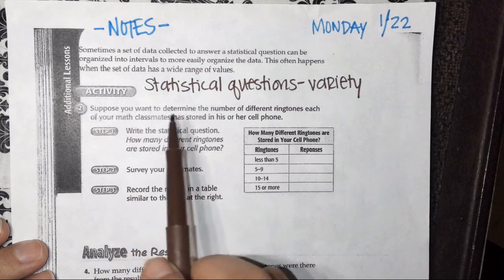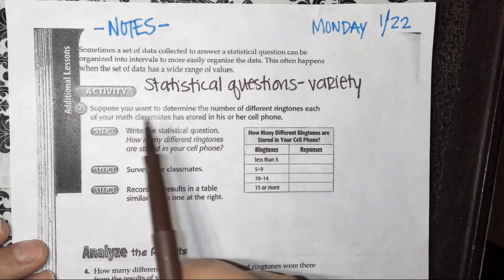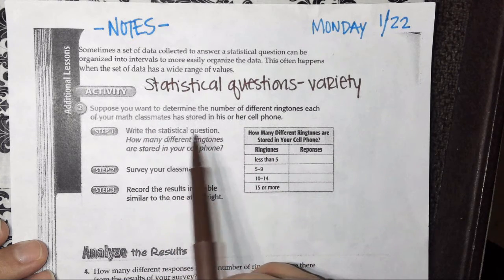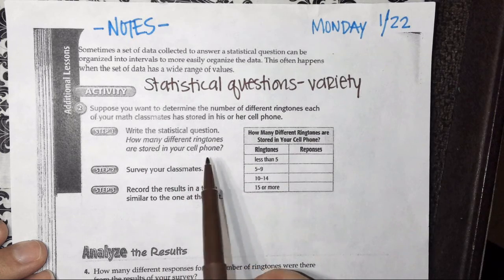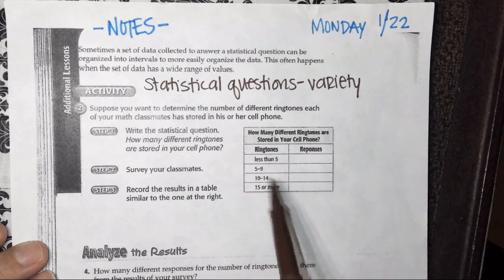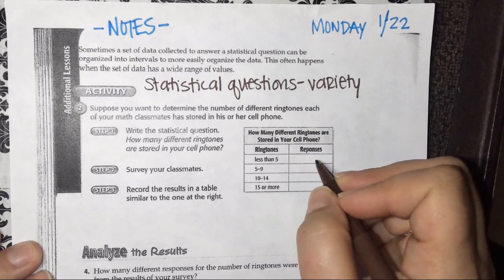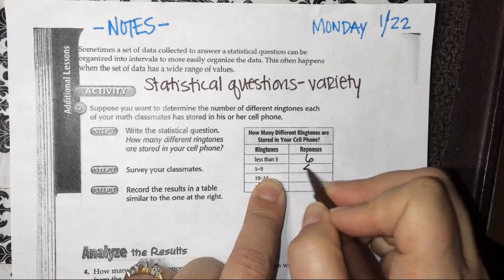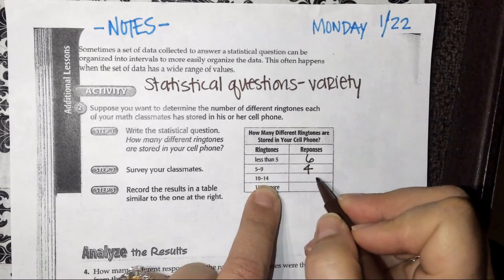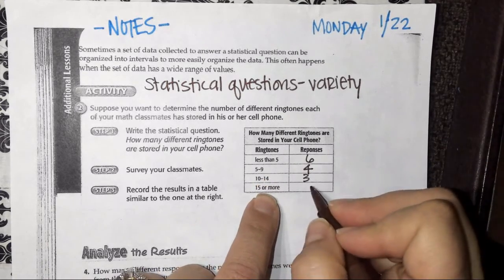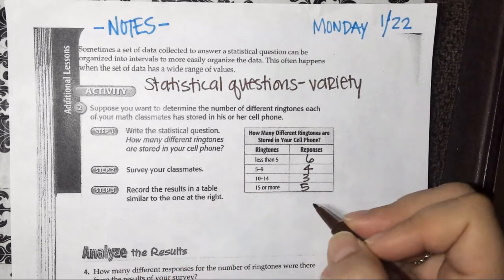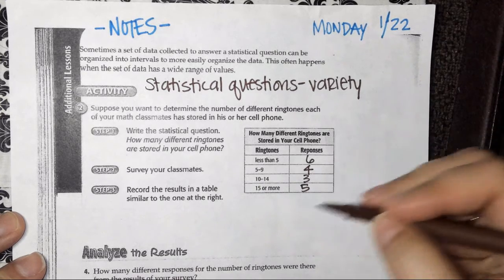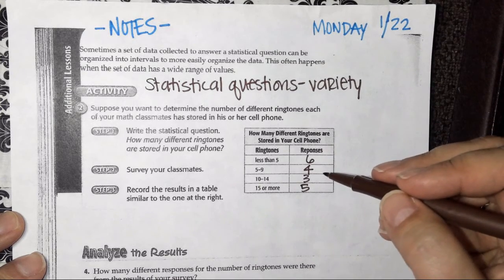If you look at this, it says, suppose you want to determine the number of different ringtones each of your math classmates has stored in his or her cell phone. So write the statistical question: how many different ringtones are stored on your cell phone? So we're just going to say, for example, 6 of you have less than 5, 4 have 5 to 9, 3 have 10 to 14, and 5 of you have 15 or more. Do you have the same answer for each question? No, you don't. So that's what makes this a statistical question.